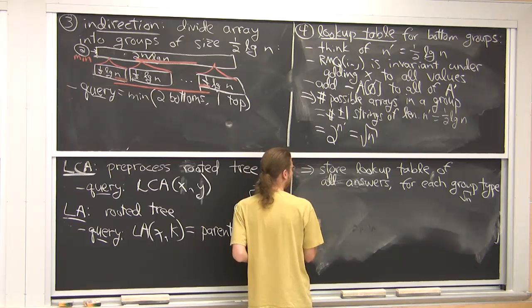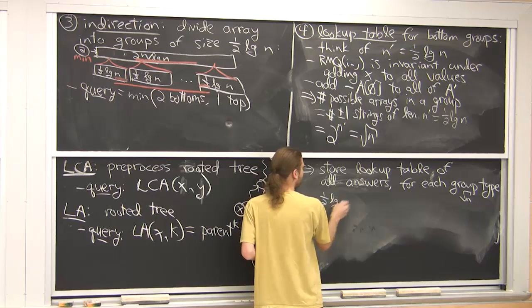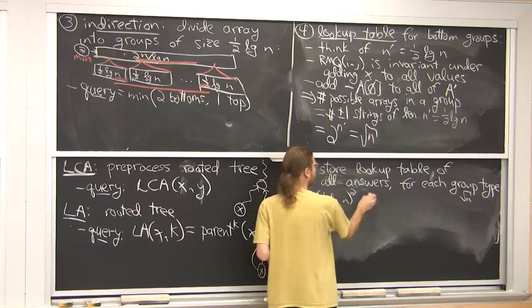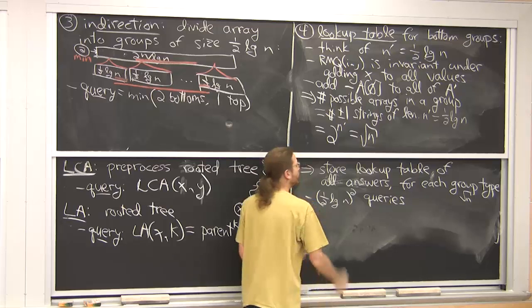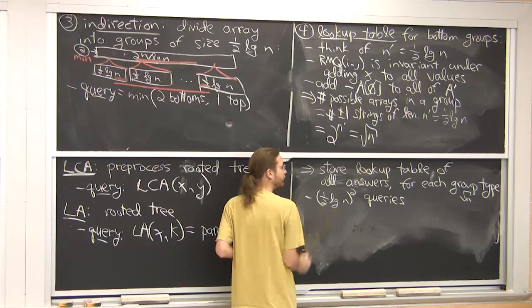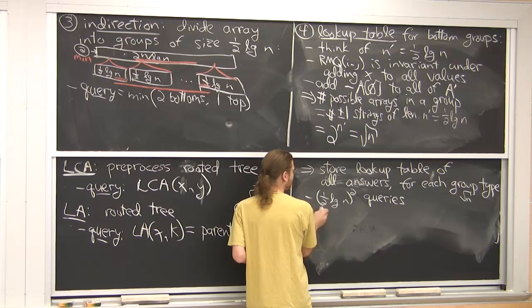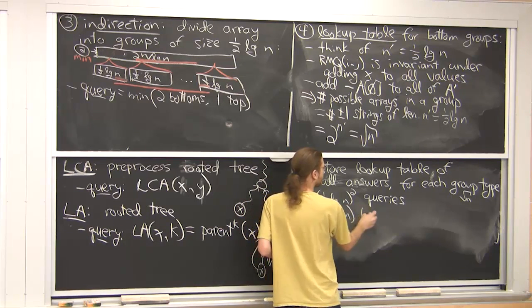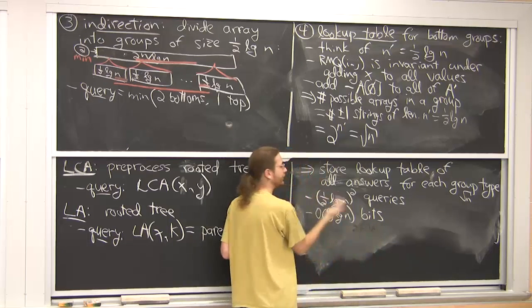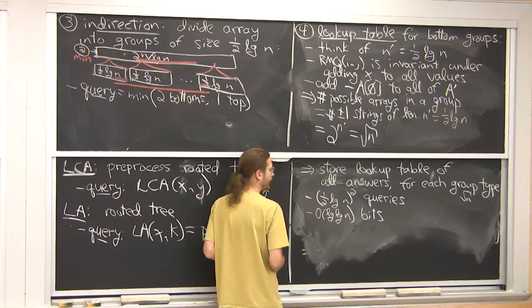What does it take to store the answers? Well, there's half log n squared different queries, because n prime is half log n, and a query is defined by the two endpoints. So there's at most this many queries. Each query, to store the answer, is going to take order log n bits. This is if you're fancy, because the answer is an index into that array of size half log n. So you need log n bits to write down that.